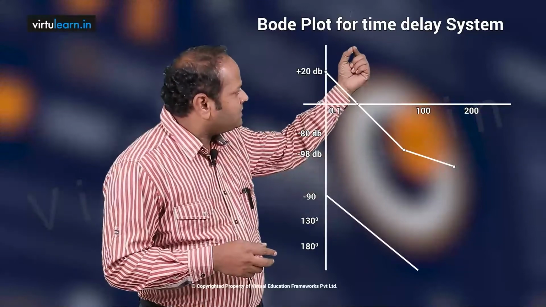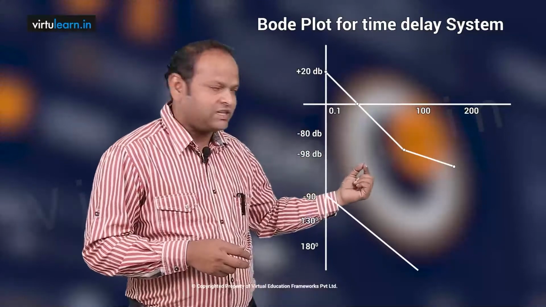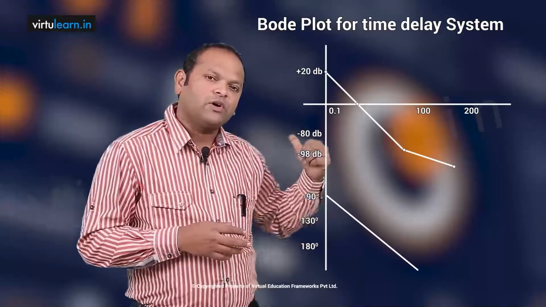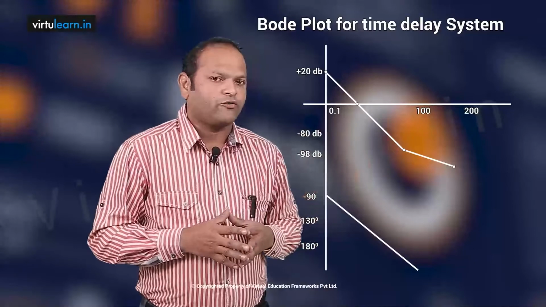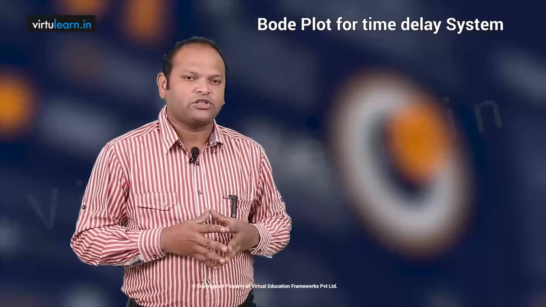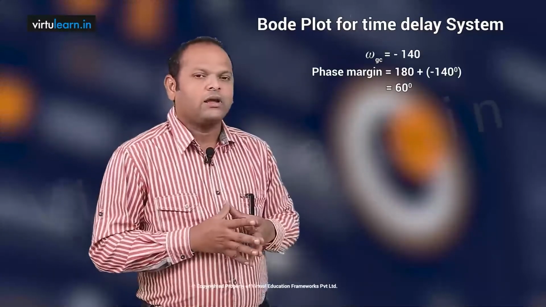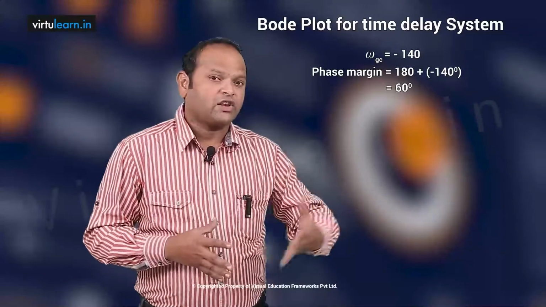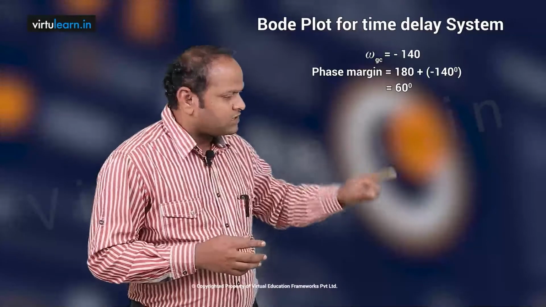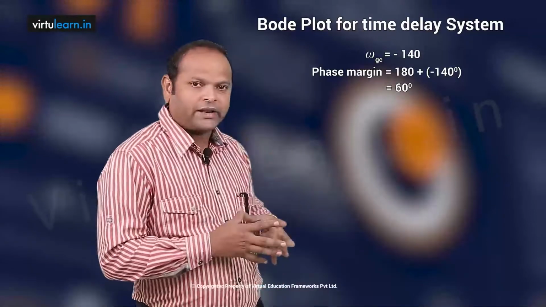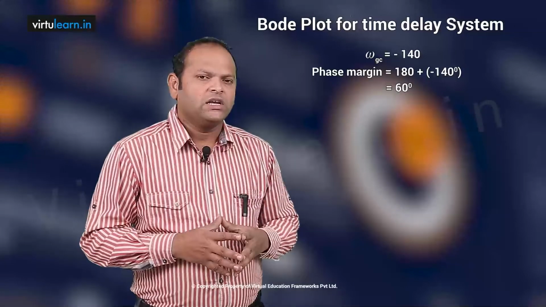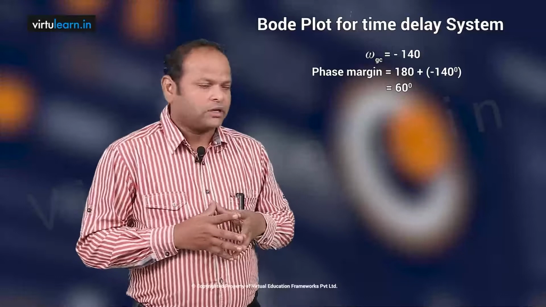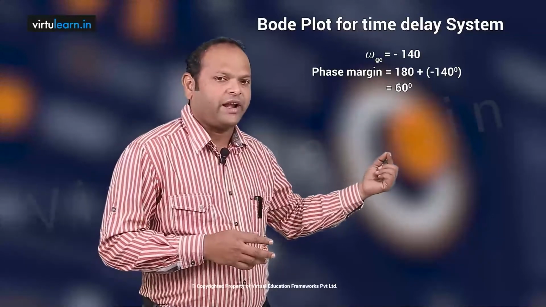Now at this omega GC I can look at what the phi GC will be. The phi GC is going to be minus 140 degrees. Then the phase margin is 180 minus 140 degrees, that is 60 degrees. Phase margin is 60 degrees in this particular case. Next, look at the phase crossover frequency. The phase plot is already available, and we take minus 180 degrees as the reference. When it crosses minus 180 degrees, we look at the omega value. That omega value, omega PC, is 3 radian per second.